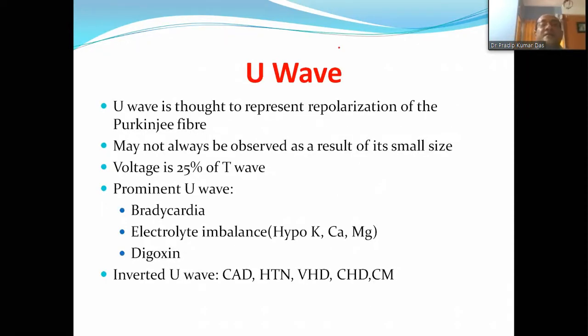And another is the U wave. Sometimes we see it, sometimes not, because its size is very small. The U wave is thought to represent repolarization of the Purkinje fibers, and may not always be observed as a result of its small size. Its voltage is 25% of the T wave, one quarter of the T wave. A prominent U wave is seen in bradycardia, electrolyte imbalance, again in hypokalemia, hypocalcemia, hypomagnesemia, and digoxin. An inverted U wave is seen in coronary artery disease, hypertension, valvular heart disease, congenital heart disease, and cardiomyopathy. So an inverted U wave is commonly seen in pathologies.